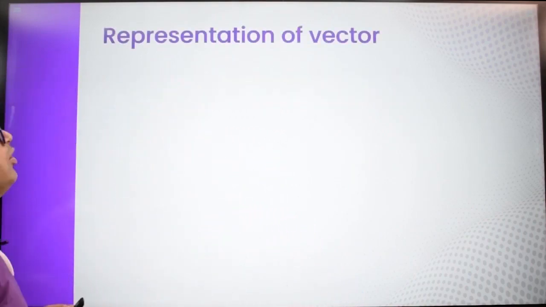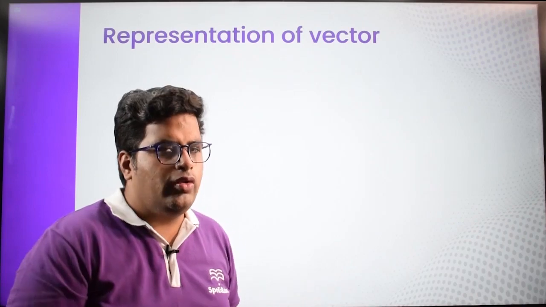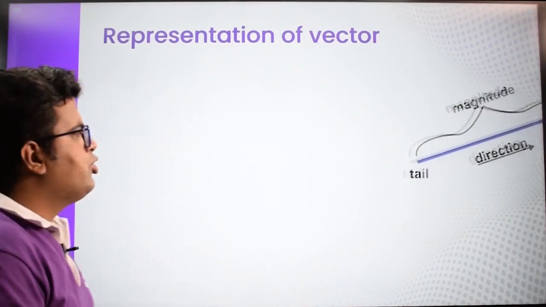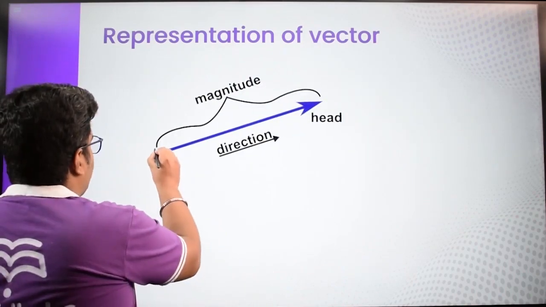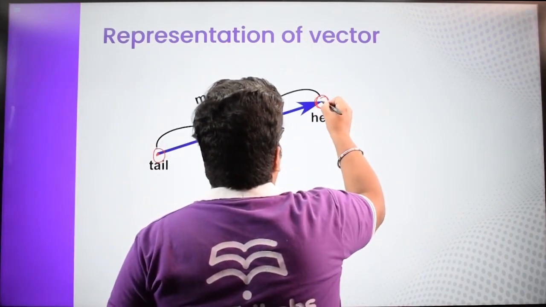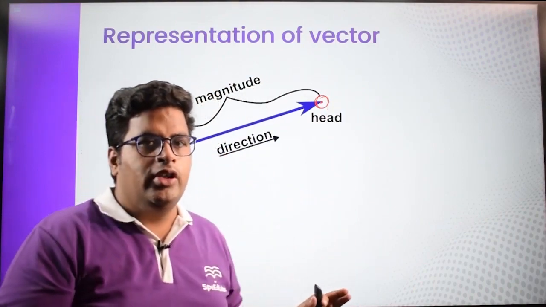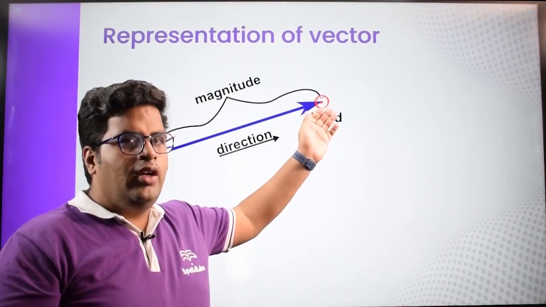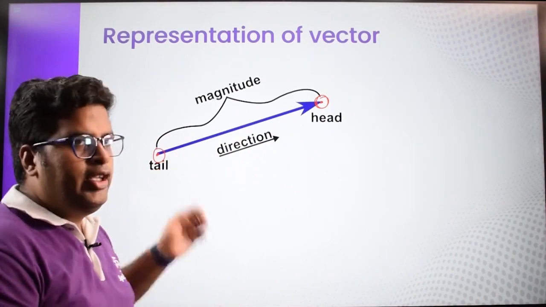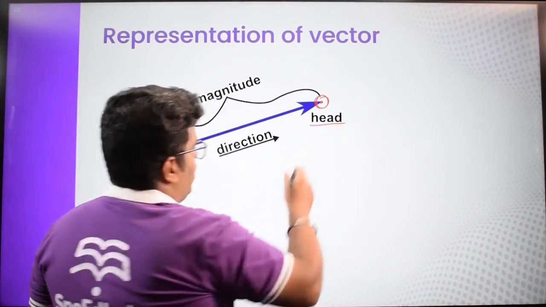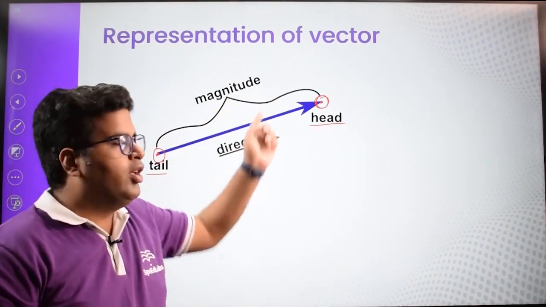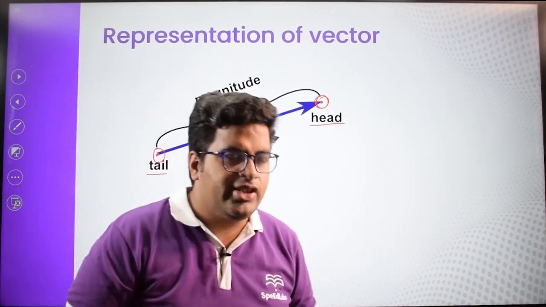Now we have the representation of vector. How we are going to represent a vector, that we are going to see. So when we talk about a vector, it has basically a tail, that is the starting point of the vector, and we also have a head, that is the ending point. So this is the initial point and this is the final point, and this will be its direction, that is from tail to head. So the starting point in the vector is called your tail and the ending point is your head. This is the direction from tail to head, and this is going to be the length. So that will be your magnitude. So we have magnitude as well as direction.